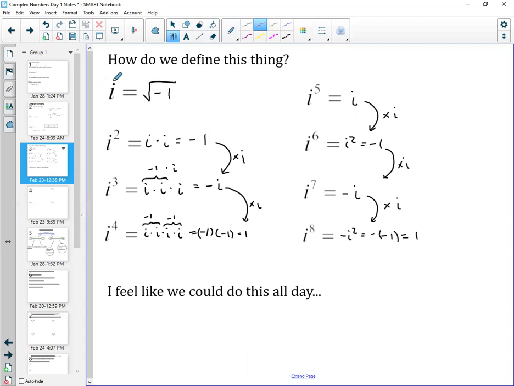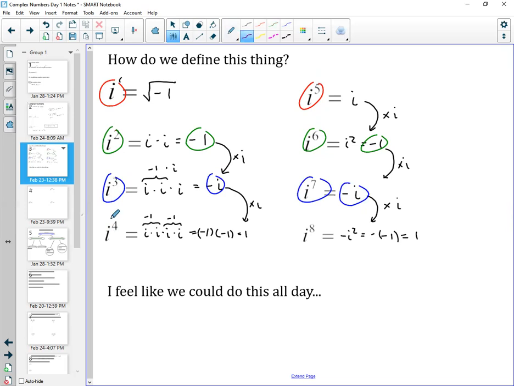Here's what I want you to see. This is i to the 1st, and this is i to the 5th, and they both equal i. i squared is negative 1, and i to the 6th is also negative 1. i cubed is negative i, and i to the 7th is also negative i. i to the 4th is 1, i to the 8th is also 1. And there's a pattern here, where every 4 numbers, the pattern repeats.